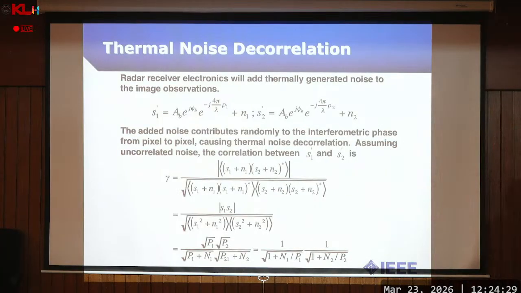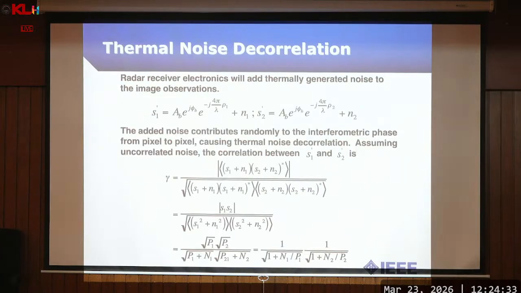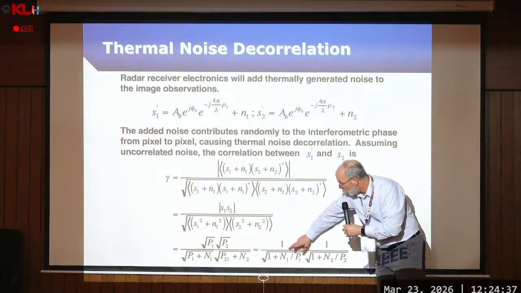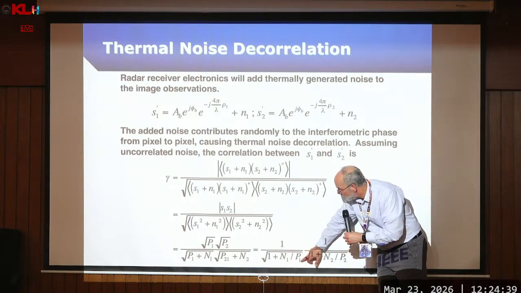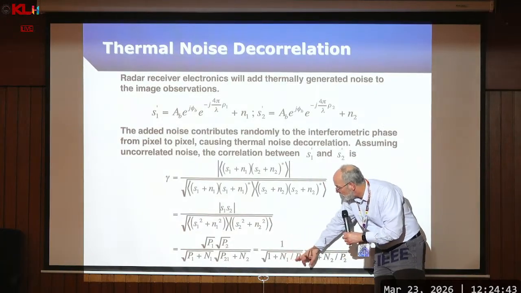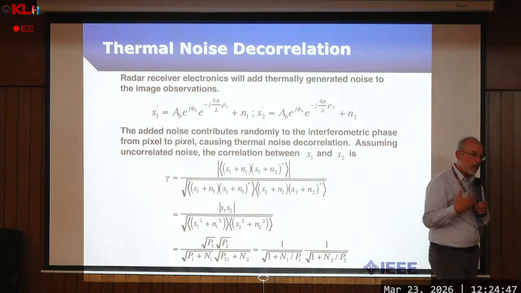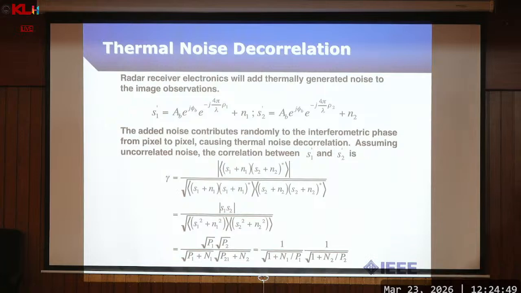Oops, I deleted one of the slides that was before. Basically, you get 1 over 1 plus the noise over signal ratio, or SNR over 1 plus SNR, when you multiply these together. So the higher the SNR, the better the correlation. The lower the SNR, the worse the correlation.